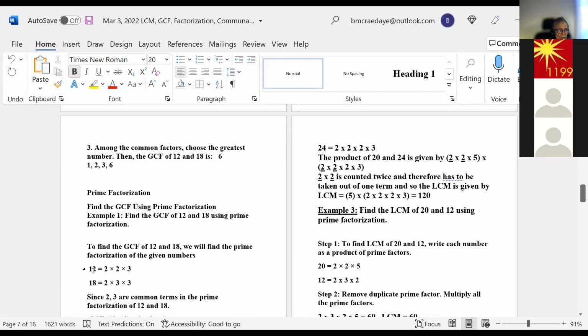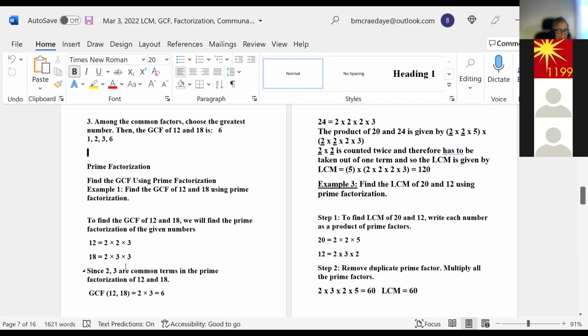So 12, if we factor it into prime numbers: when we found factors, we said 4 times 3, 6 times 2, but 6 and 4 are not prime numbers. But if you take the 4 and factor it into 2 times 2, 12 can be 2 times 2 times 3, right? 18, you could say 9 times 2, but 9 is 3 times 3. So 2 times 3 times 3. When you factor them into prime numbers, you take the numbers that are common, the 2 and the 3. The greatest common factor will be the product of the numbers that are common. 2 times 3 is 6. That's using prime factorization.